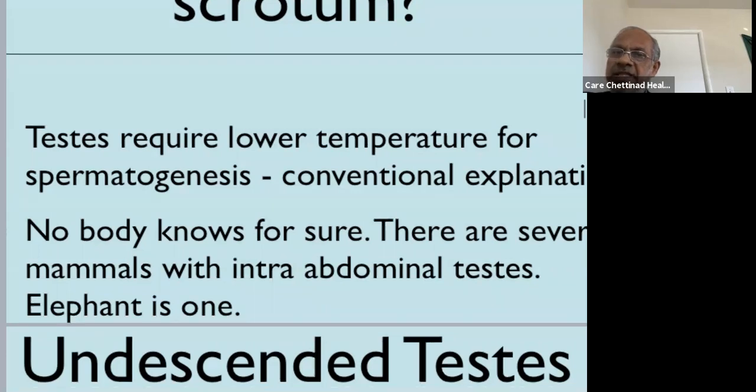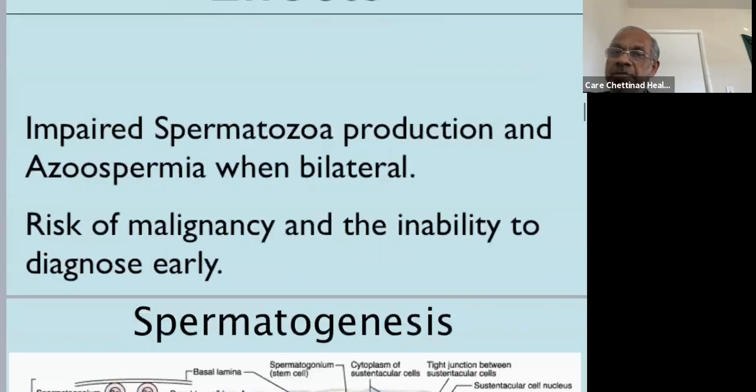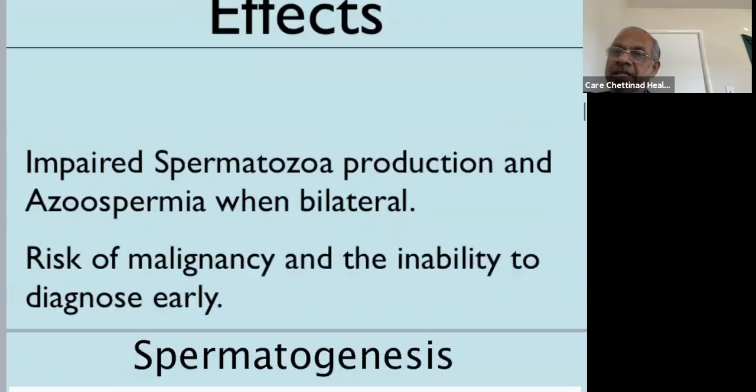The effect of undescended testis is impaired spermatozoa production and azoospermia when bilateral. There is also a risk of malignancy and the inability to diagnose early. If you leave an undescended testis inside the abdomen or in the inguinal canal, you may miss picking up an early onset of malignancy. Therefore, it is important either you fix it in the scrotum or remove it and not leave it to remain undescended.